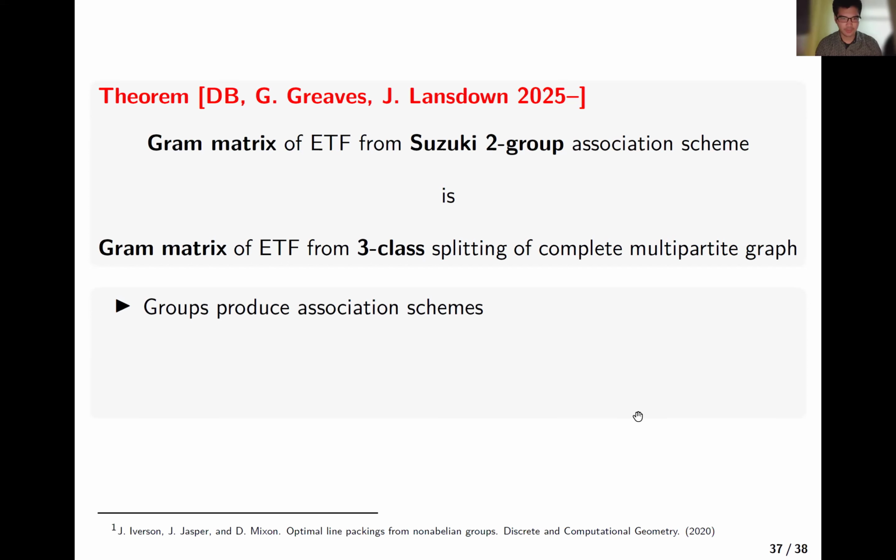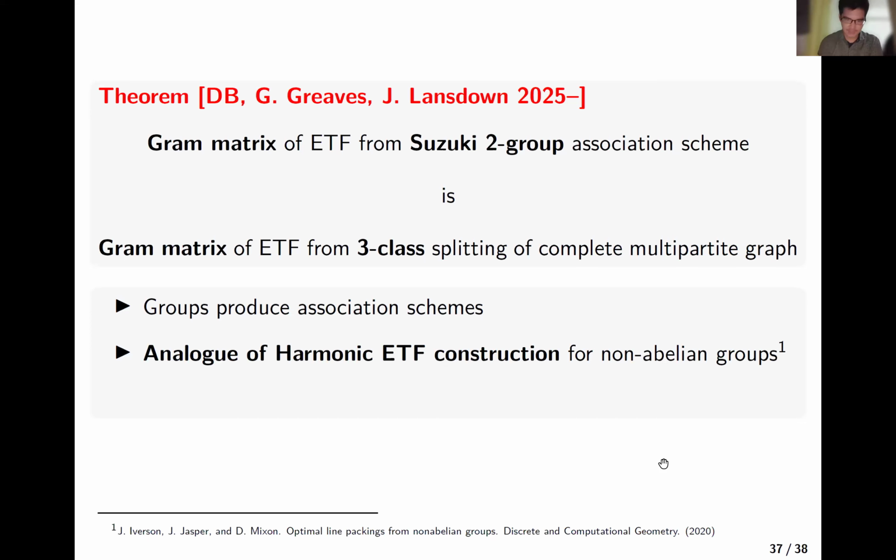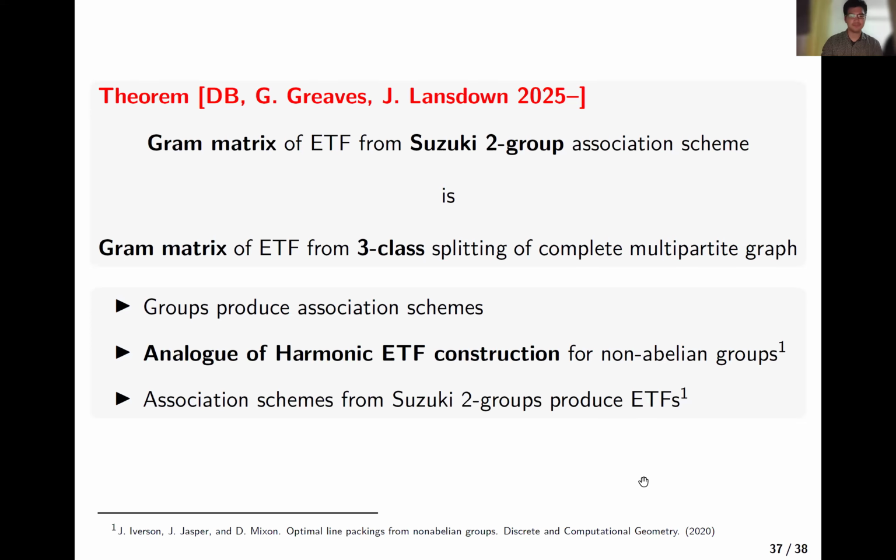So groups in general, so if I have any group, abelian or non-abelian, this will produce an association scheme. And this allows us, as investigated by Iverson, Jasper, and Mixon, to have an analog of a construction for harmonic ETFs that applies to non-abelian groups. And in particular, they found an infinite family of non-abelian groups that will produce these ETFs as a consequence of their process. And in particular, these association schemes are from these groups called the Suzuki 2 groups.